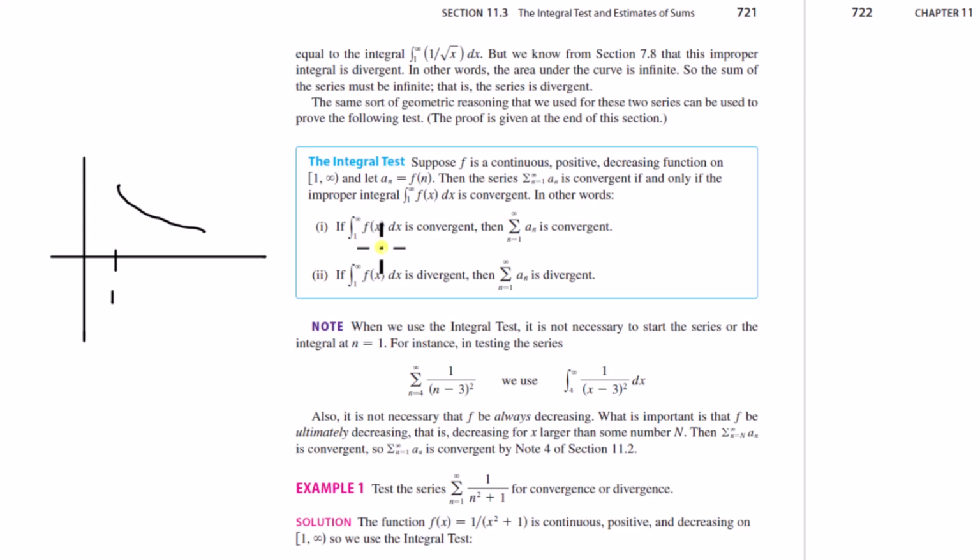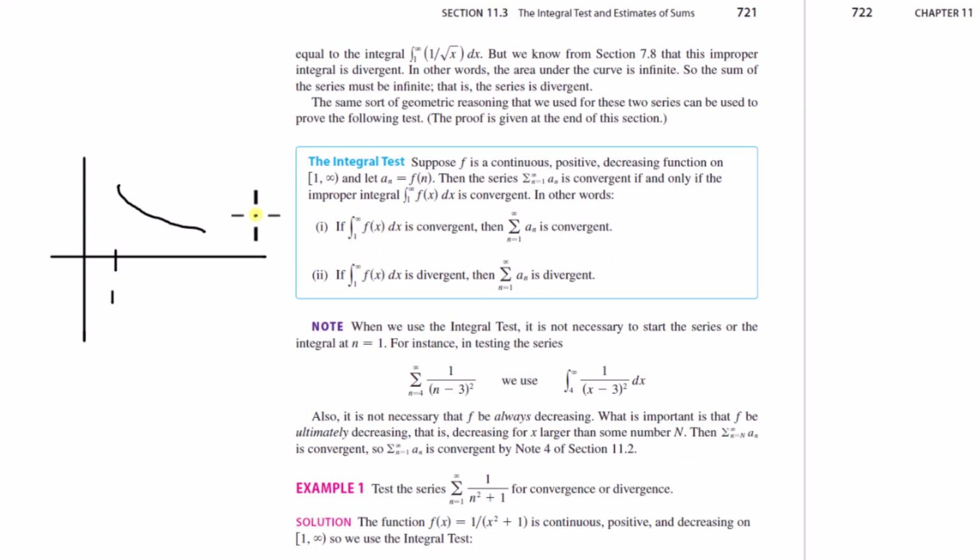Right, and so you can use this integral test if you have this case. If the improper integral is convergent, then the series is convergent. If the improper integral is divergent, then the series is divergent. Now, if the improper integral is convergent, that doesn't mean the integral's number equals the series. You get the integral equal to a number, but that number doesn't equal the series. This is just a convergence test.